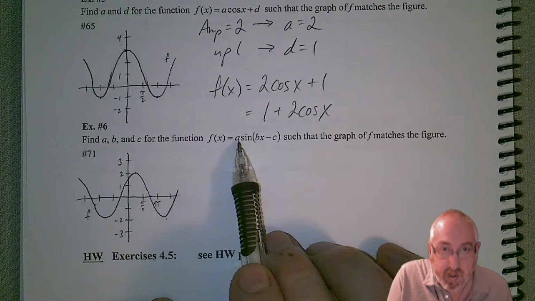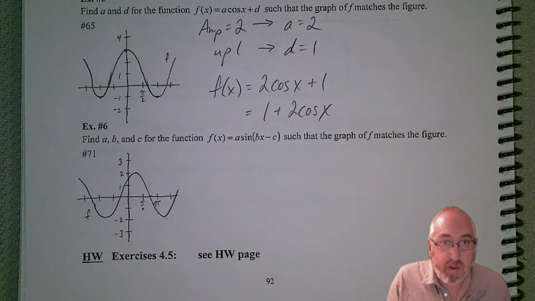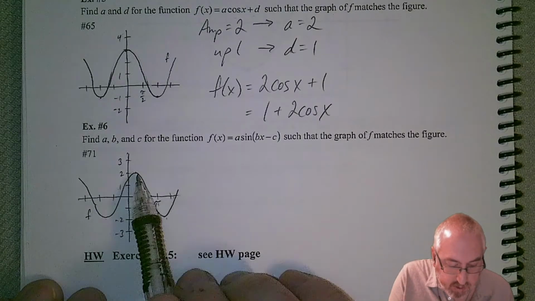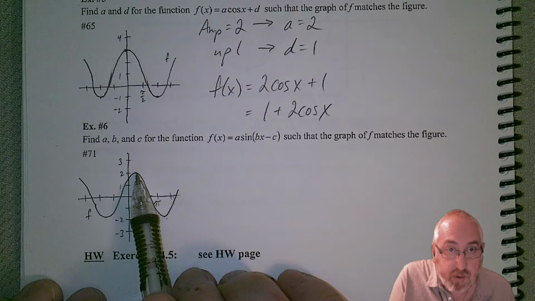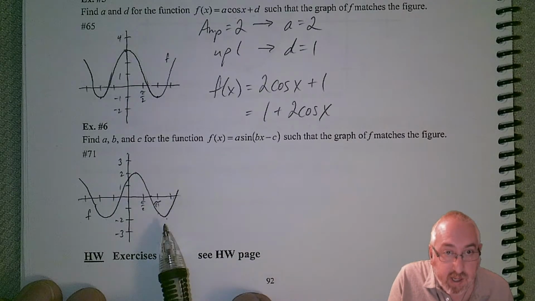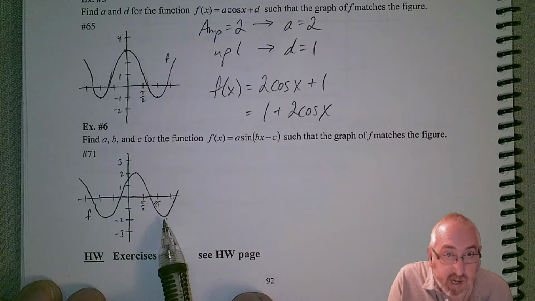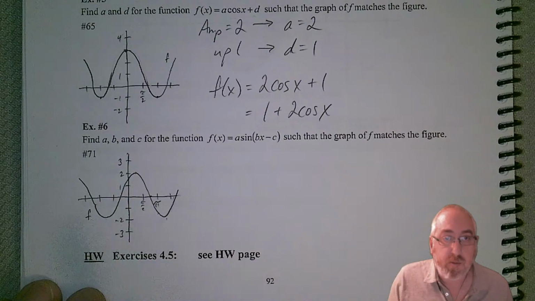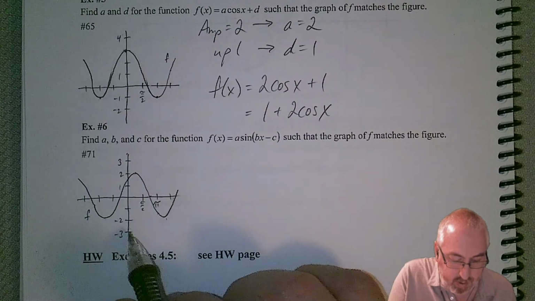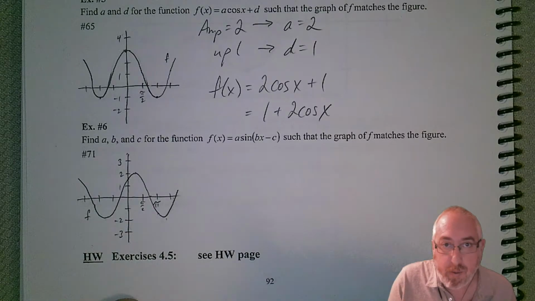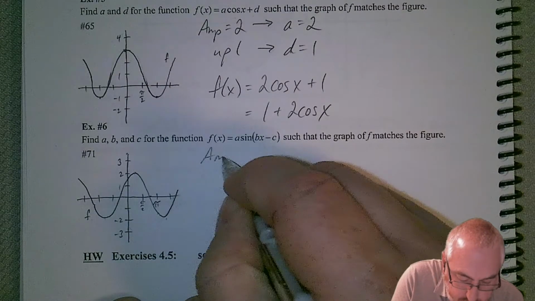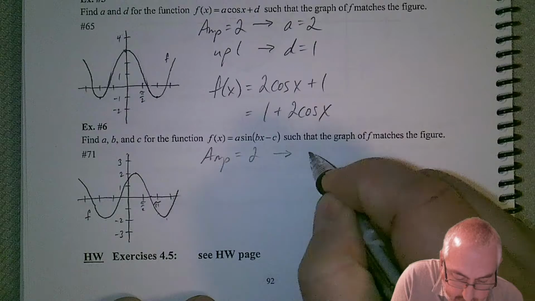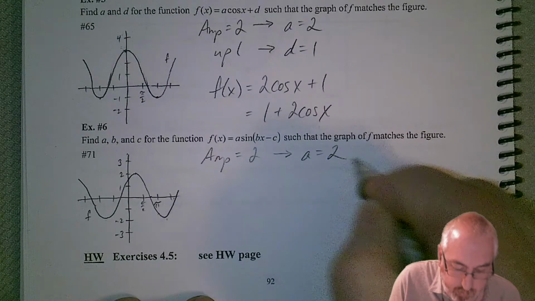All right, let's start with the amplitude first. What would be the amplitude in this case? Well, you can see the highest point gets up to 2, and the lowest point gets down to about -2. So we can conclude that our amplitude is 2. So we know that A is also 2.